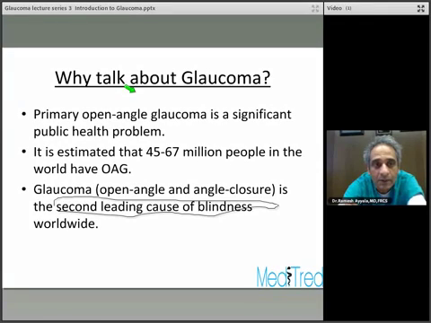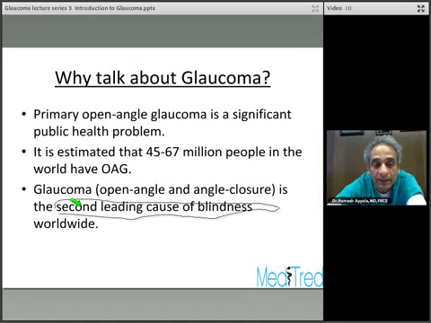So why talk about glaucoma? Primary open-angle glaucoma is a significant public health problem. It's estimated that close to 50 to 60 million people in the world have open-angle glaucoma. A majority of them are undiagnosed. Glaucoma, both open and closed-angle glaucoma, are the second leading cause of blindness worldwide, and that's a staggering number. Second leading cause of blindness in the world, and it's one of those diseases that left undiagnosed leads to blindness, and 90% of glaucoma is left undiagnosed in the world at this point in time.